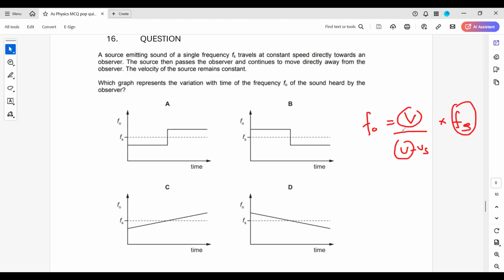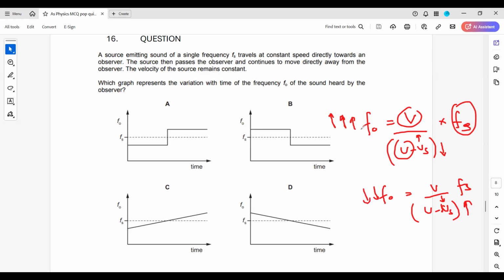These are constant. The only thing that makes a difference is the speed of the source. If the speed of the source increases, the difference V minus Vs will get smaller. If the difference gets smaller, the frequency observed will be much higher. And the same thing, if the source is decelerating, or the speed of the source is decreasing, this difference will get larger. If this difference gets larger, the frequency observed will be smaller than what is actually emitted.